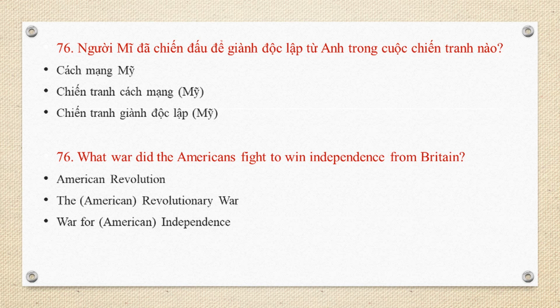76. What war did the Americans fight to win independence from Britain? American Revolution. The American Revolutionary War. War for American Independence.